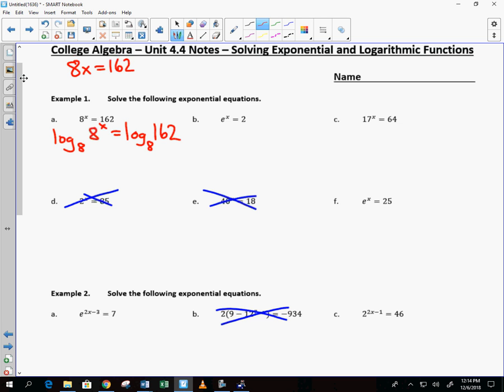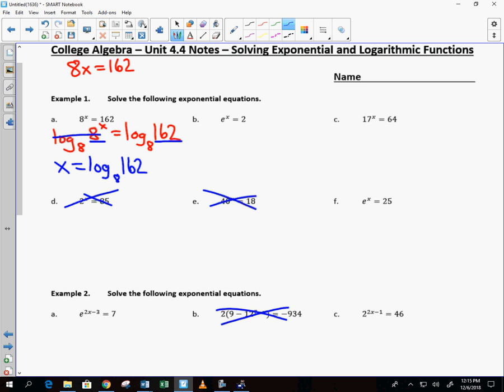What I do is I have 8 to the x, and I have 162. Well, what I've done is I've taken the log base 8 of both sides. Well, what happens to log base 8 of 8 to the x? Cancel, leaving you with x equals log base 8 of 162.